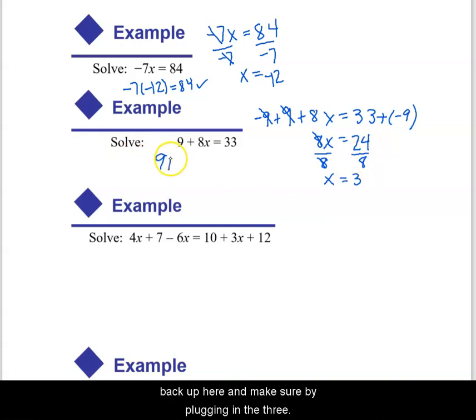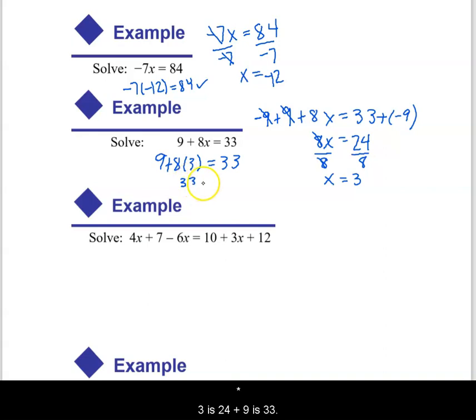I could go back up here and make sure by plugging in the 3 for x that I'm on the right track. Remember, in order of operations, you want to multiply before you add. So 8 times 3 is 24 plus 9 is 33. So we did good.